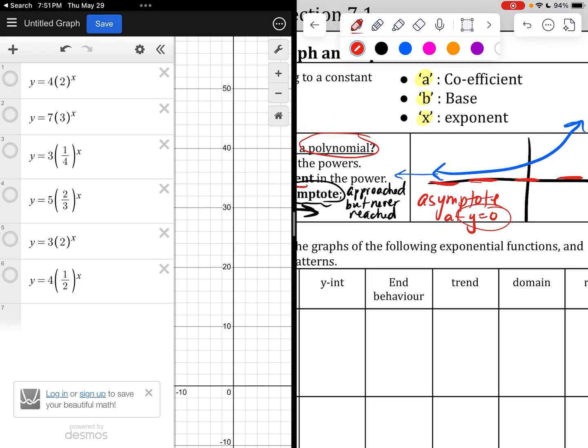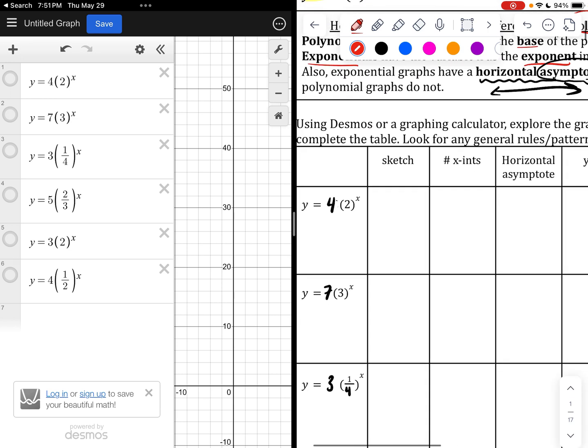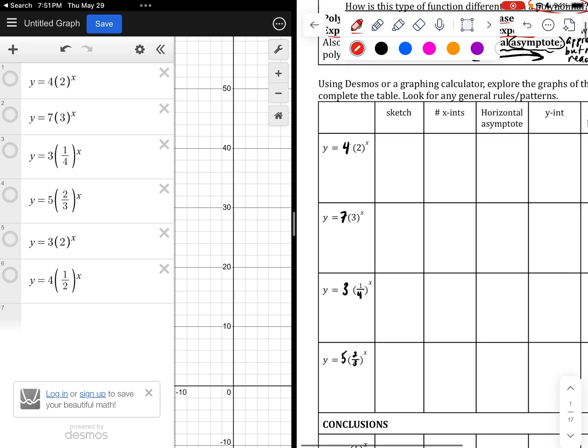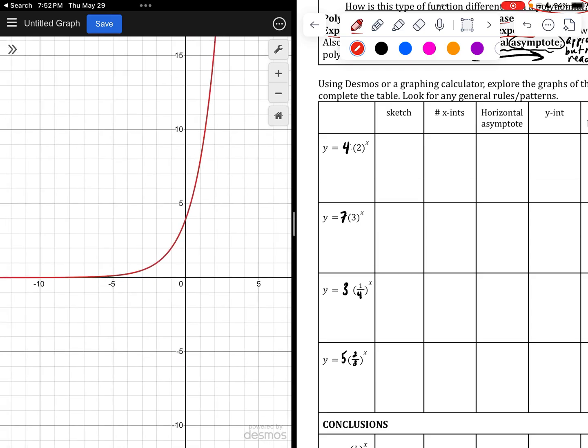Okay, so now we're just going to look at the graphs of a couple exponential functions to see if we can find some trends. So I am using Desmos. I'm just going to turn them on and off and we'll fill in this table. So for this first one, I have y is equal to 4 times 2 to the x. So a little sketch that would just be draw what this looks like. And I'm going to say it looks like it's crossing at the point 0, 4.